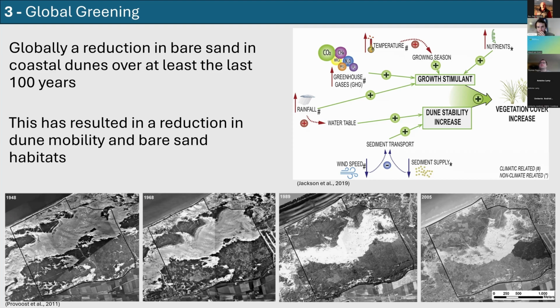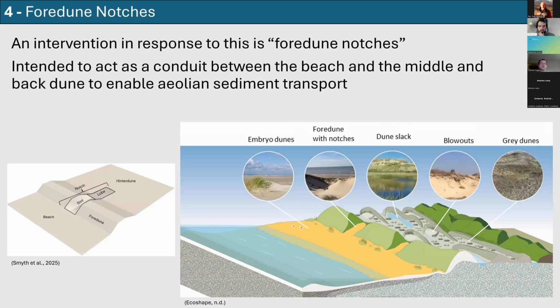And that has led to an increase in vegetation cover and the morphological fixing of dunes. In response to this, we have foredune notches. So these two diagrams demonstrate quite nicely what they are, what they look like.